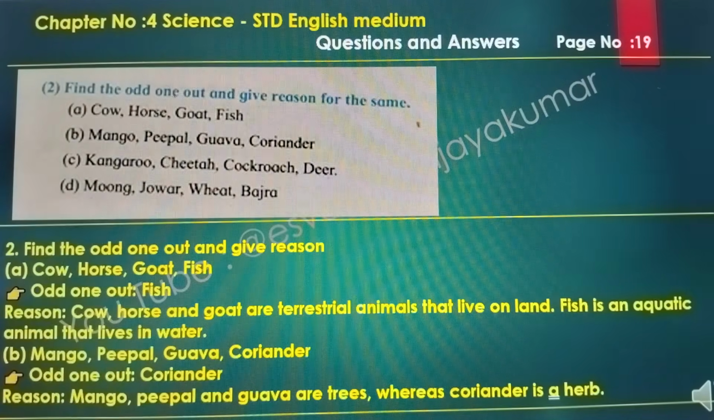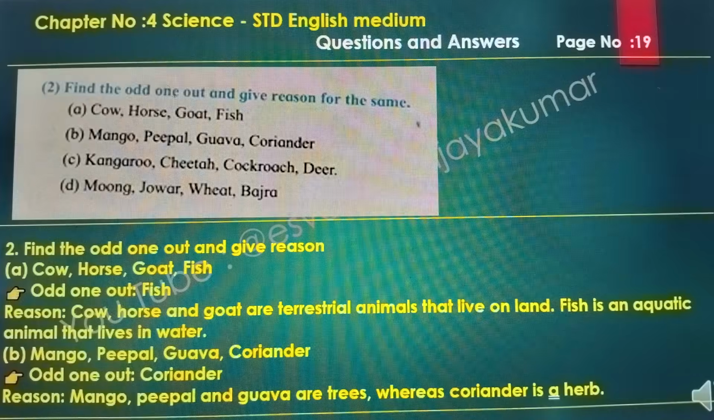Find the odd one out and give reasons for the same. The answer to these questions: odd one out, fish. Reasons: cow, horse and goat are terrestrial animals that live on land. Fish is an aquatic animal that lives in water. Mango, peepal, guava, coriander. The odd word is coriander. The mango, peepal and guava are trees, whereas coriander is a herb.